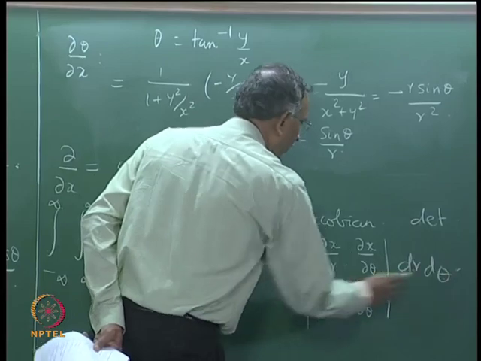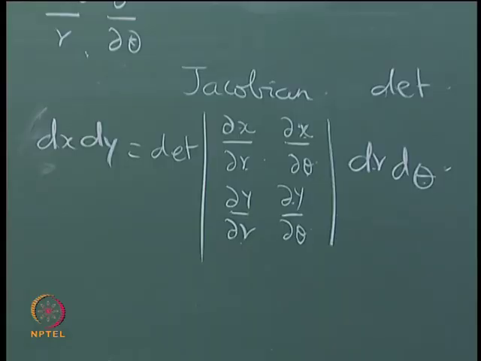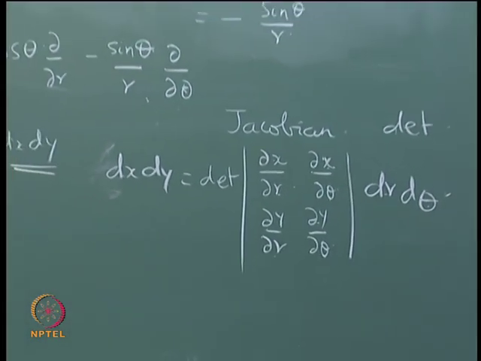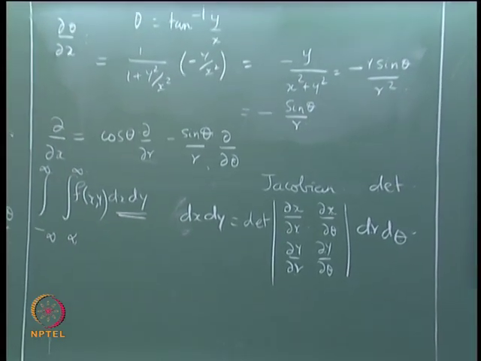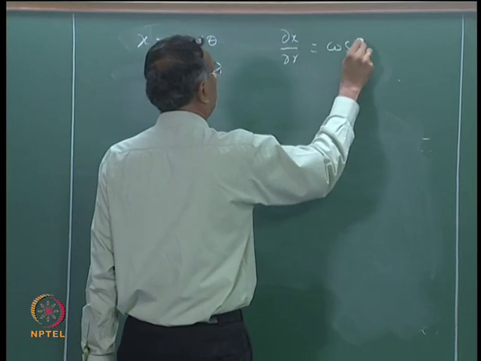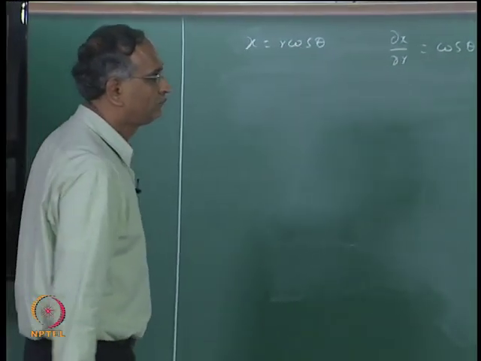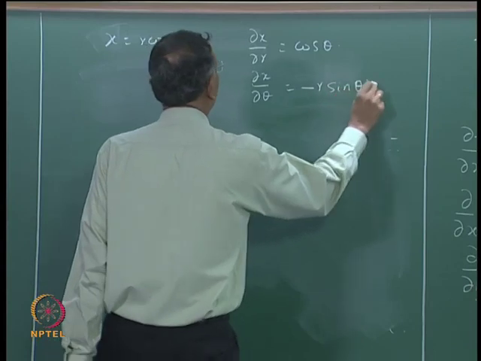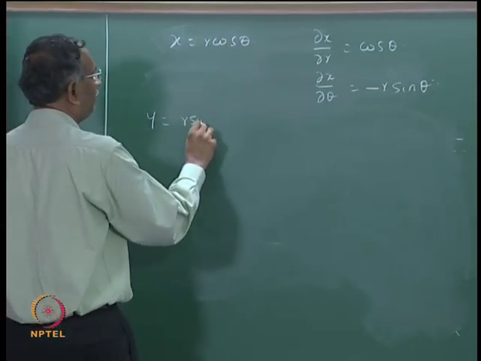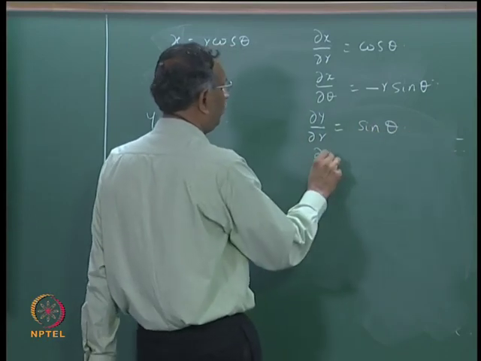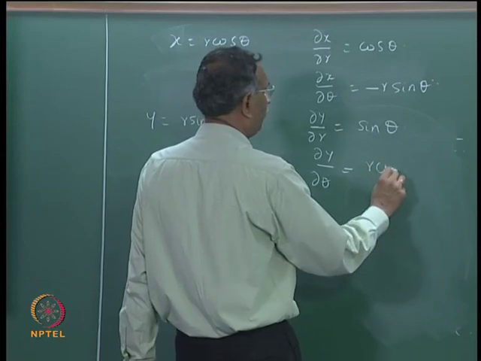xy in the numerator, r theta in the denominator. Easy ways to remember those things. Now, that is easy to calculate again using the transformation rule. Since x is equal to r cos theta, dou x by dou r is cos theta. Dou x by dou theta is minus r sin theta, and y is equal to r sin theta. Therefore, dou y by dou r is sin theta, and dou y by dou theta is r cos theta.